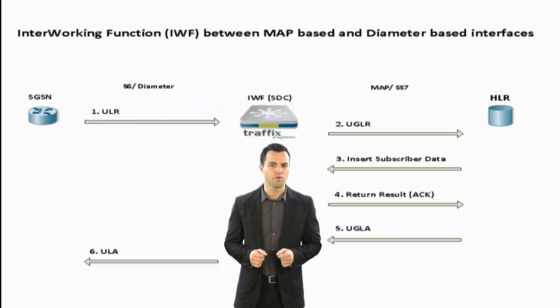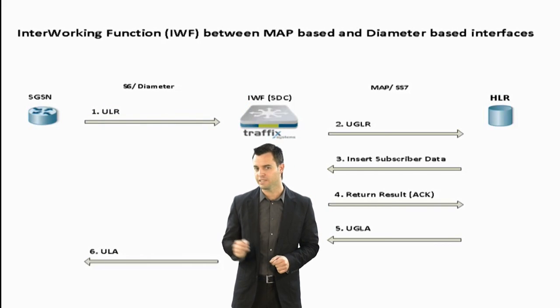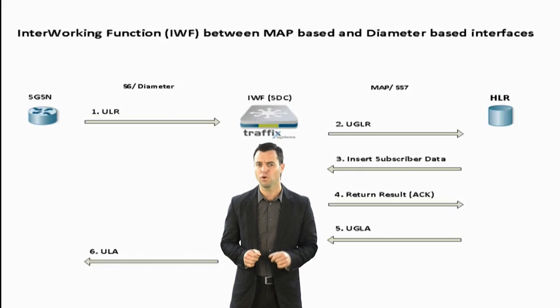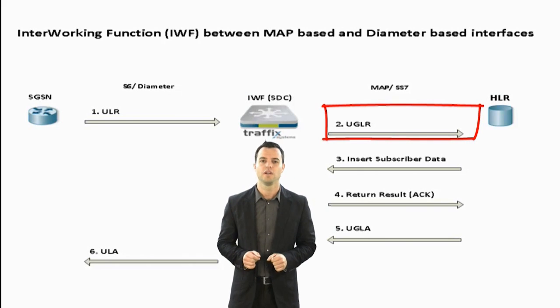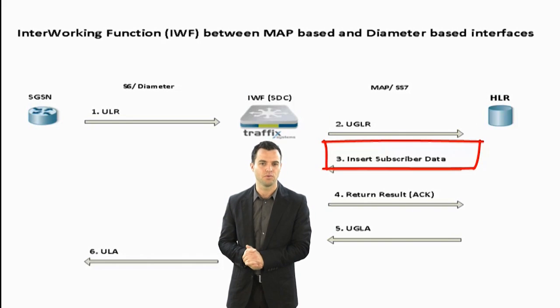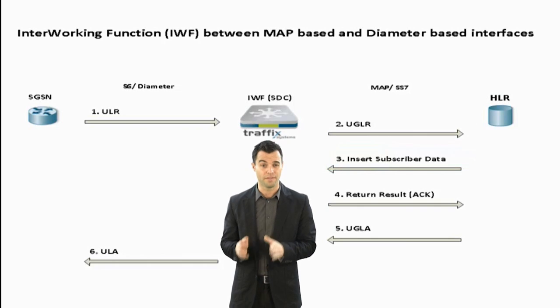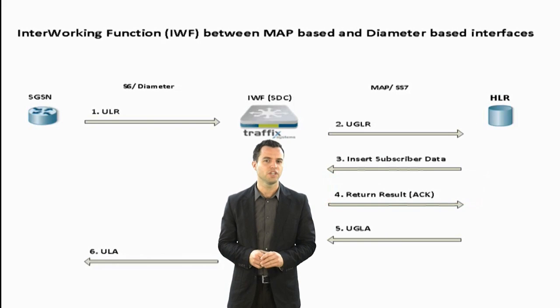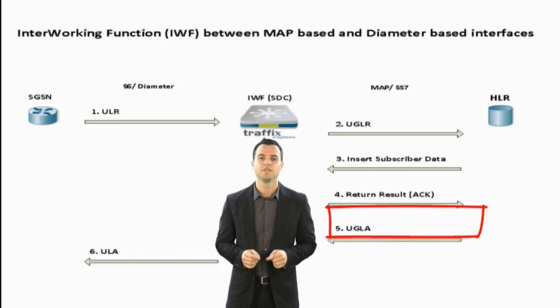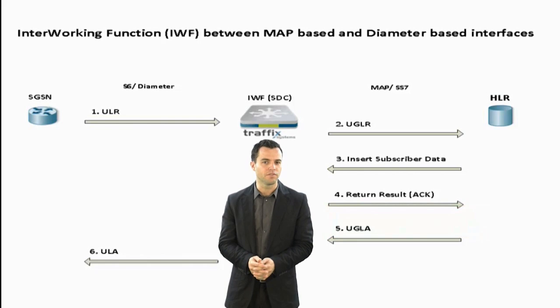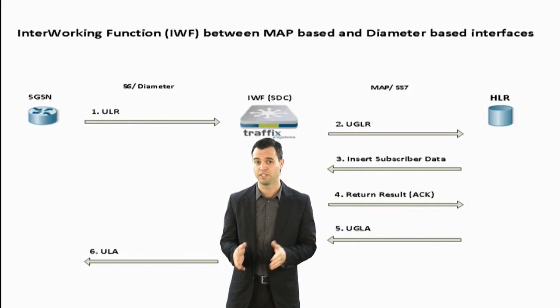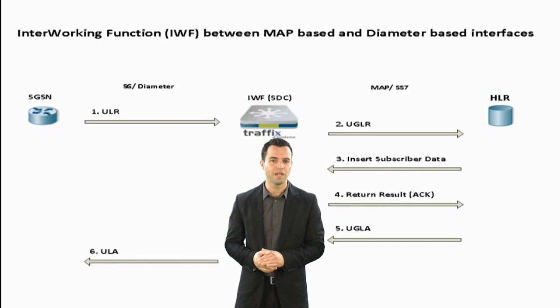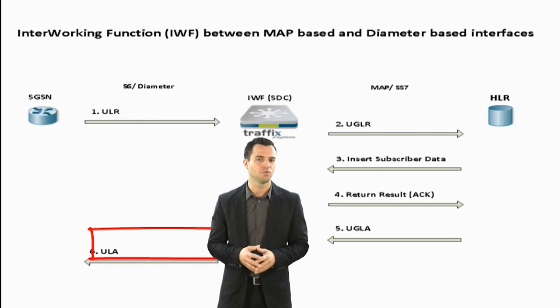The interworking function node converts the SGSN's Diameter request into a MAP SS7 interface corresponding request message type called update GPRS location request. The HLR sends an insert subscriber data request towards the interworking function node, which then replies back with a return result ACK message. Finally, the HLR replies to the UGLR message sent earlier with a UGLA message. Now that the communication between the interworking function node and the HLR using the MAP SS7 interface is over, the interworking function node replies to the ULR sent by the SGSN at the beginning of the flow with a ULA message, and the flow execution is completed.